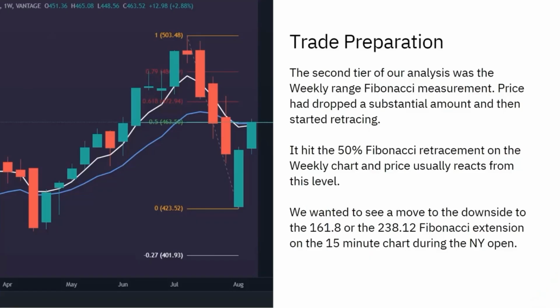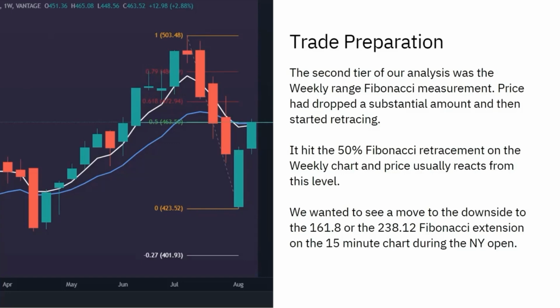Trade preparation. The second tier of our analysis was the weekly range Fibonacci measurement. Price had dropped a substantial amount and then started retracing. It hit the 50% Fibonacci retracement on the weekly chart, and price usually reacts from this level. We wanted to see a move to the downside to the 161.8 or the 238.12 Fibonacci extension on the 15-minute chart during the New York Open.